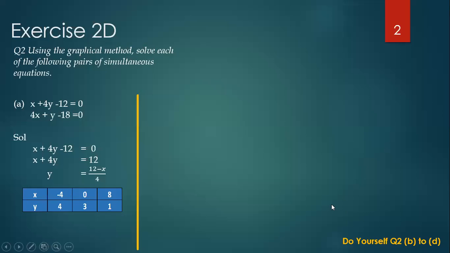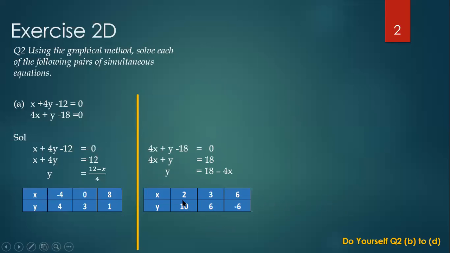Now we take the second equation, 4x plus y minus 18 equals 0. Let's take 18 on the other side. We get 4x plus y equals 18, as plus 18 becomes positive. Now 4x is adding on this side, on the other side it's going to get subtracted. So we'll get the equation like this: y equals 18 minus 4x. Now let's put this in the table. If we take x as 2, we'll get y as 10. If we take x as 3, we'll get y as 6. And if we take x as 6, we are going to get y as minus 6.